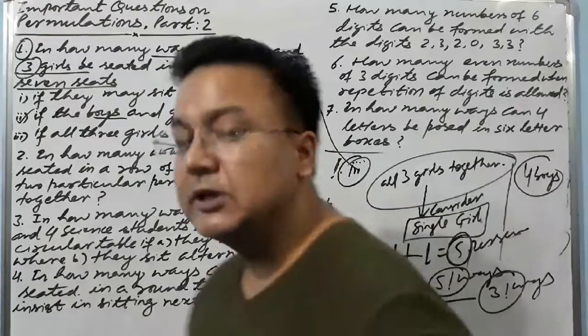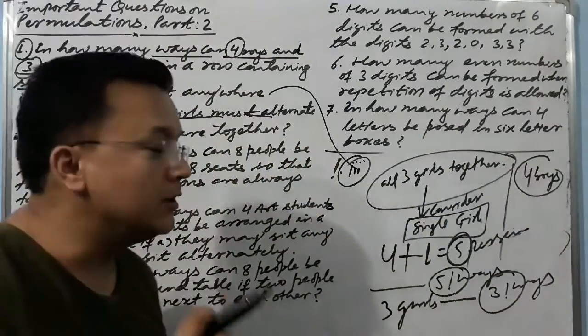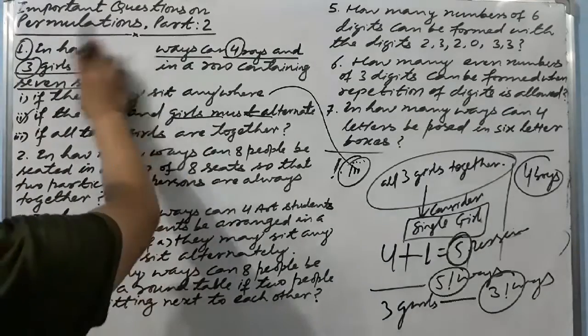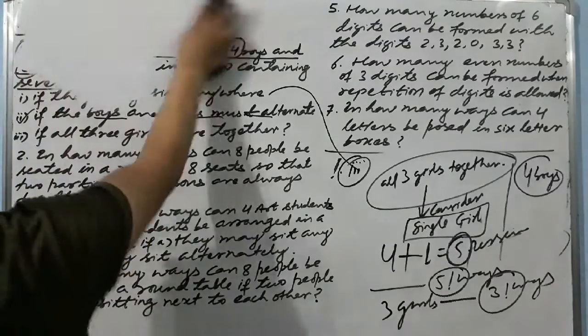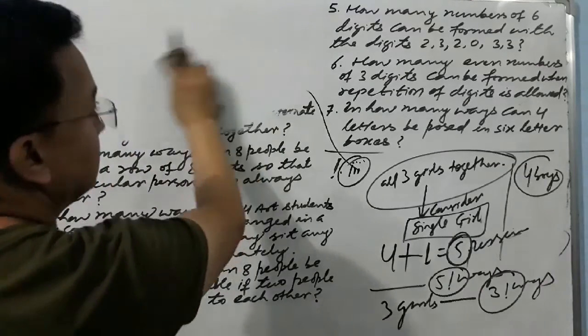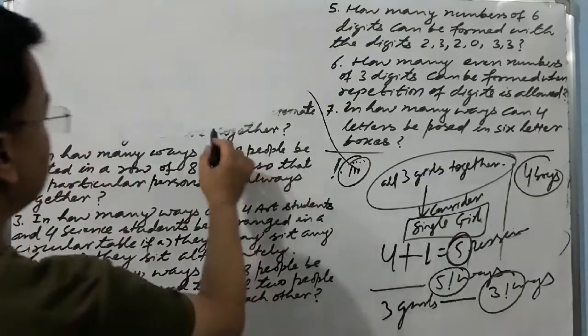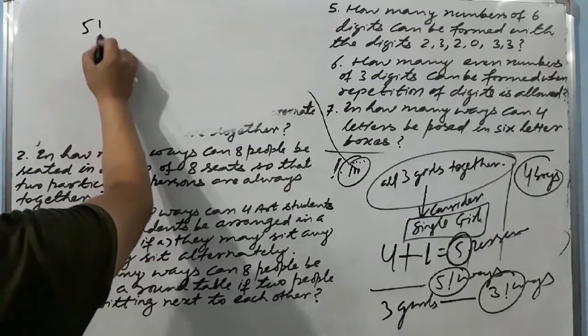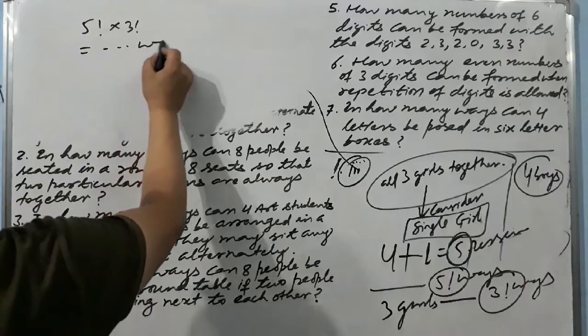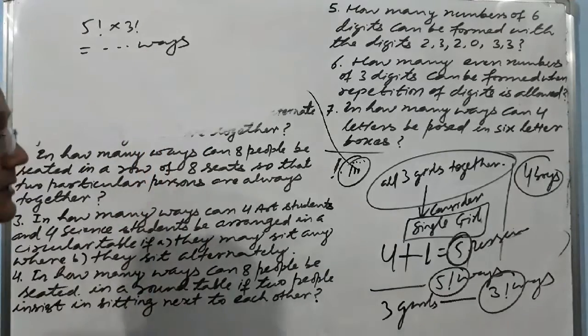3 girls can interchange their seats in 3 factorial ways. So what will be your total number of ways? Okay, now I'm going to remove the first question. So the total number of ways we will have is 5 factorial times 3 factorial, right? So you can find out that will be your answer, right?